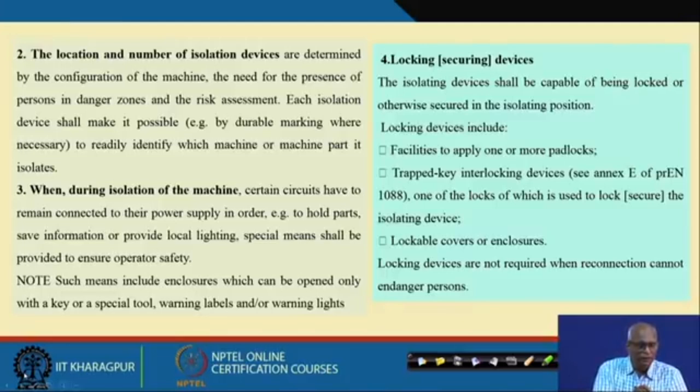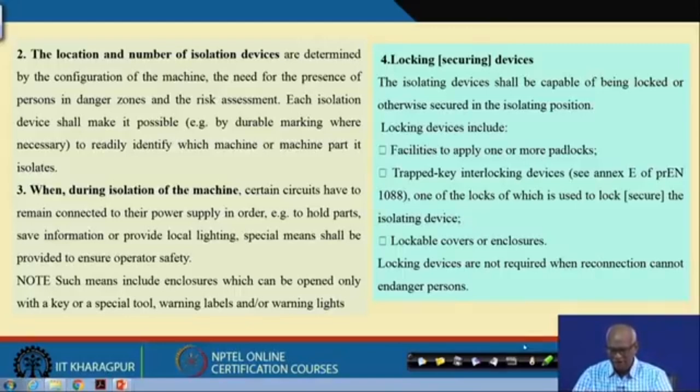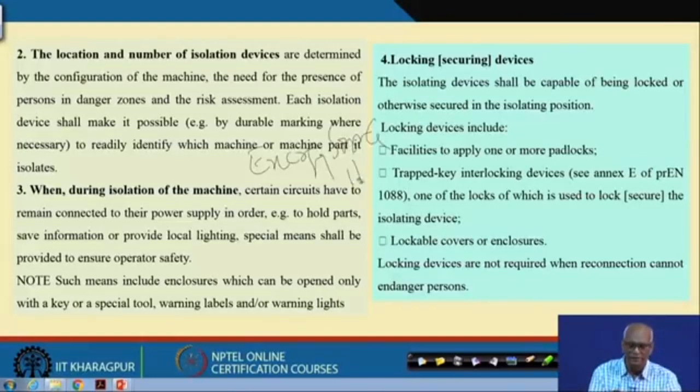The location and number of isolation devices varies, depending on what is to be isolated. I know that I am working there, but what has to be isolated varies. This is called energy source identification. Where do I have to put the locks? When do I have to put the locks?